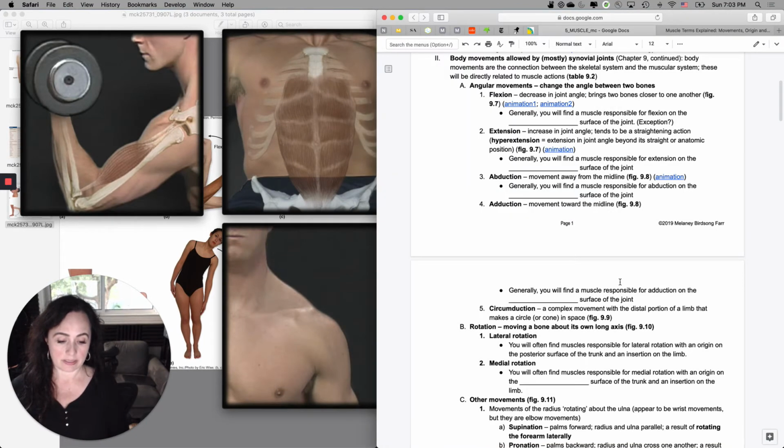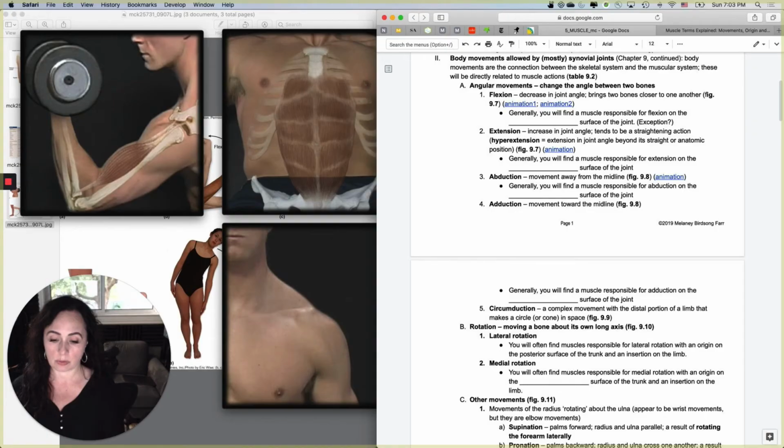So what do you think? Since we said that this is usually the partner of a muscle that does flexion, generally you are going to find a muscle that's responsible for extension on the what surface of the joint? If you found a muscle responsible for flexion on the anterior surface of the joint, then you're going to find a muscle responsible for extension on the posterior surface of the joint. Good. And this one was anterior.